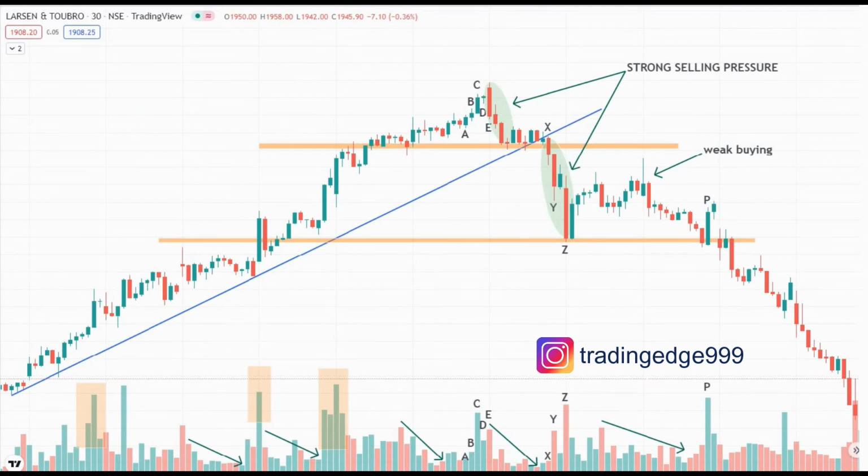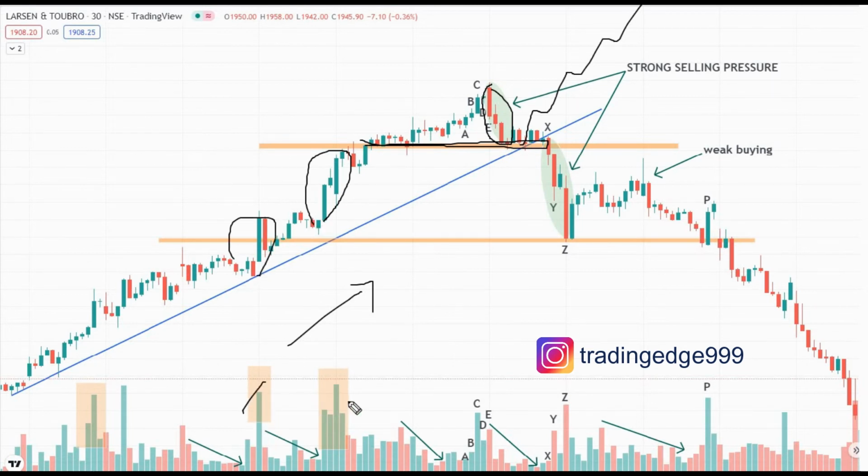See, when we add structure, the picture becomes clearer. After this huge selling pressure, for the first time in this uptrend, prices again took support at this price area. But now what happened? Now buyers don't have that aggressiveness to push the prices towards the upside. From here, buyers pushed the prices aggressively towards the upside with good volumes.